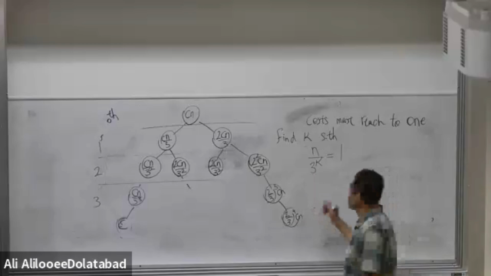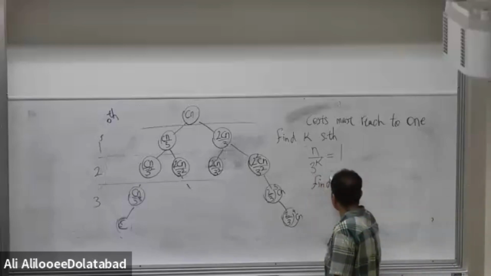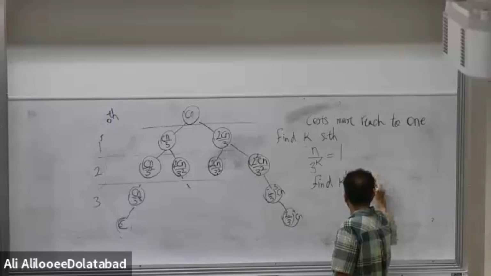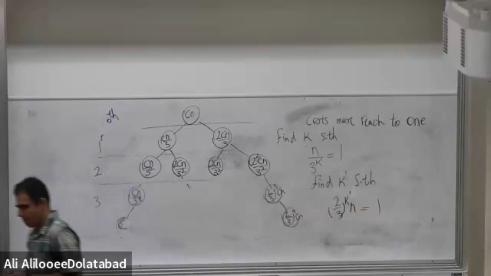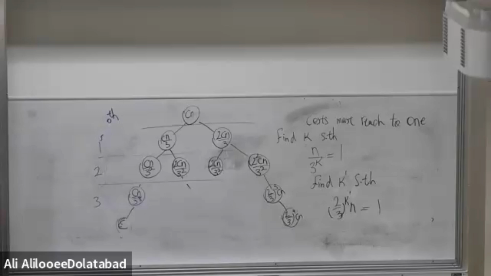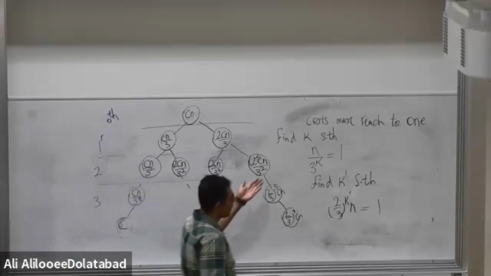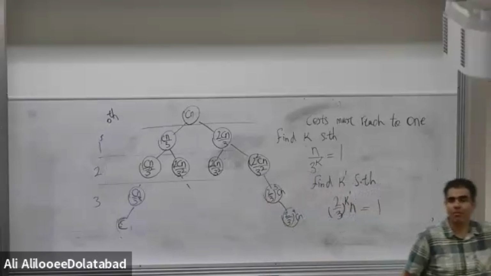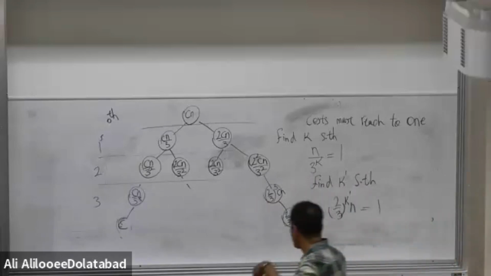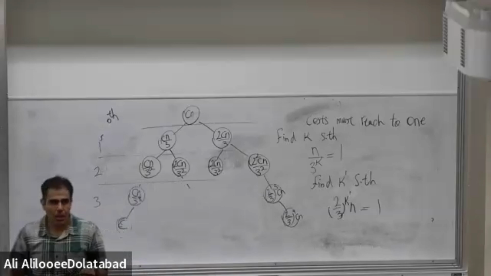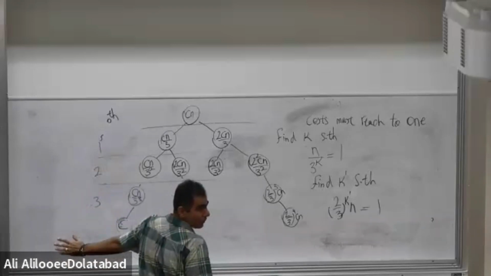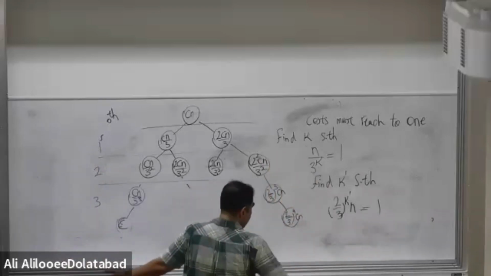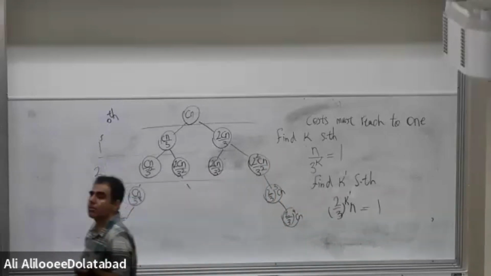The same thing can be written here. It means that my goal is to find, say, k prime, such that 2/3 to the power of k prime times n equals 1. See, from one side, you are considering the powers of 1/3. From another side, you are considering the powers of 2/3. More precisely, if you consider the left side, powers of 1/3 are being considered. When you consider the right side, powers of 2/3 are considered.